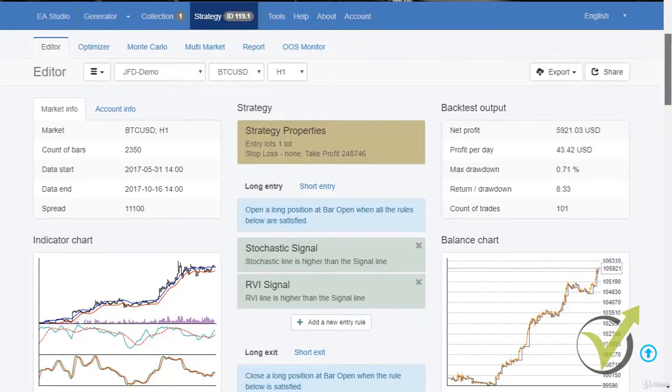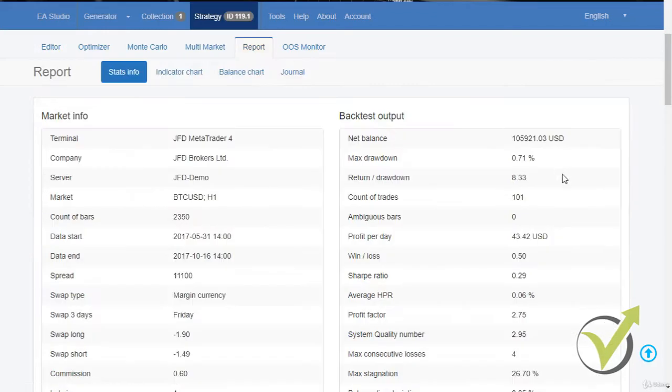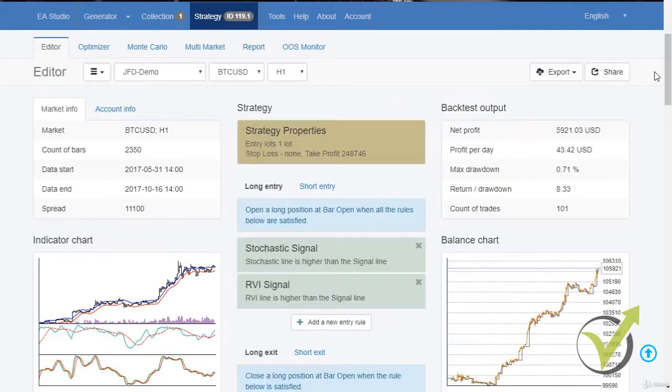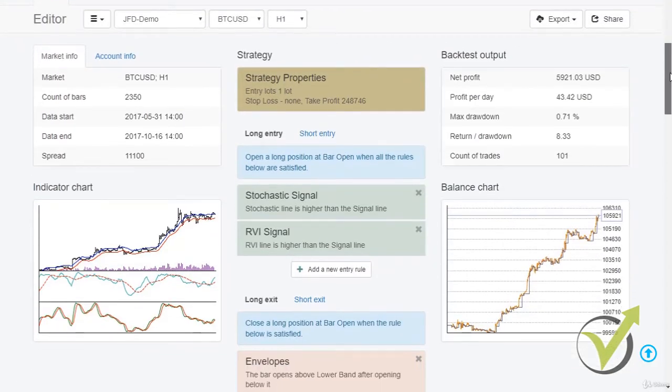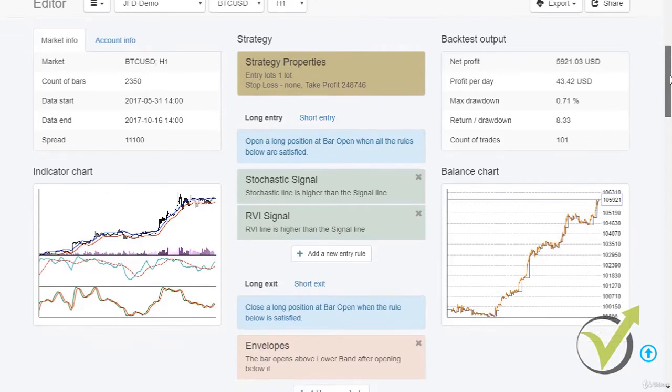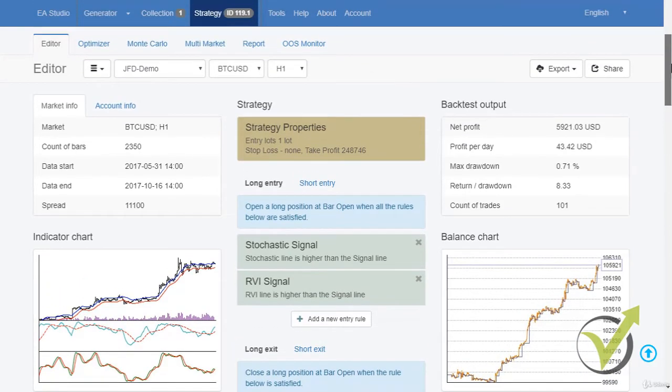So there is a generator, there is the reactor, there is the validator, a lot of tools with the professional strategy builder that we are using. There is also the optimizer, Monte Carlo, multi-market test. So you can see the report of the strategy. Basically everything we need in order to create robust strategies. I'm not going into details for the Expert Advisor Studio, but I will focus now on the strategy that I have selected for this course.